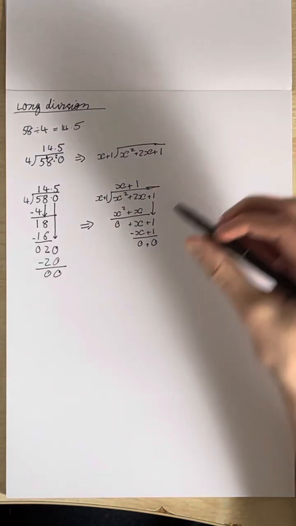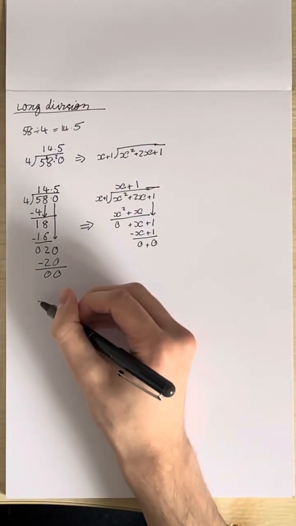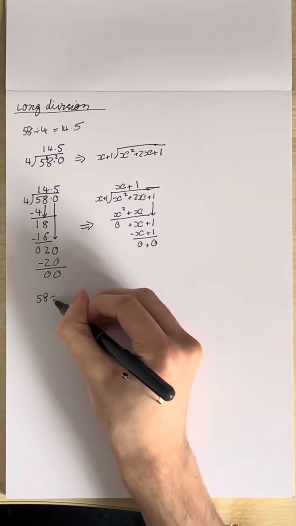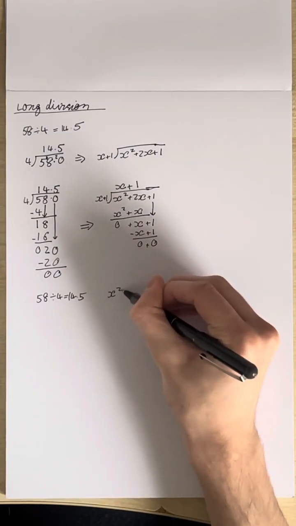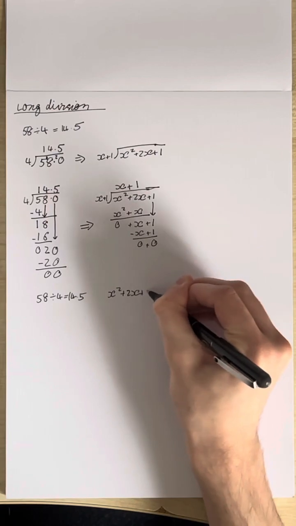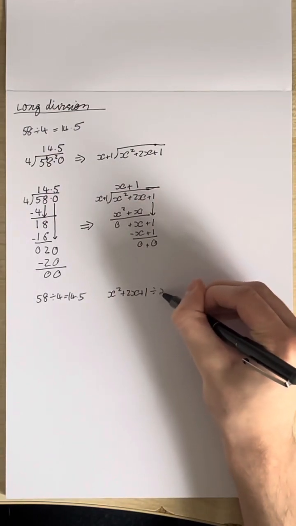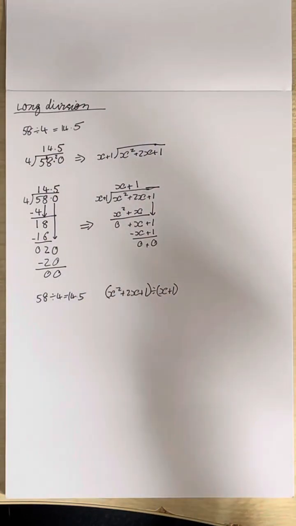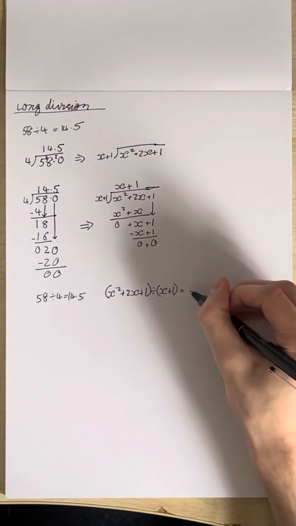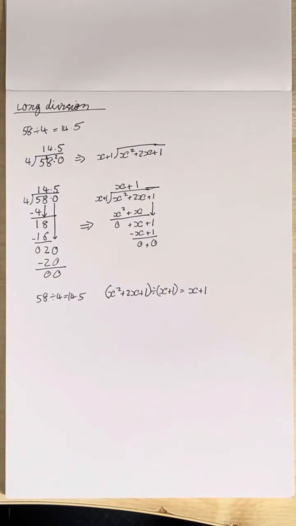So we know now from both of these long divisions that 58 divided by 4 is 14.5, and x squared plus 2x plus 1 divided by x plus 1, put those in brackets for completeness' sake, equals x plus 1. And that is how you do long division. So I hope that helped.